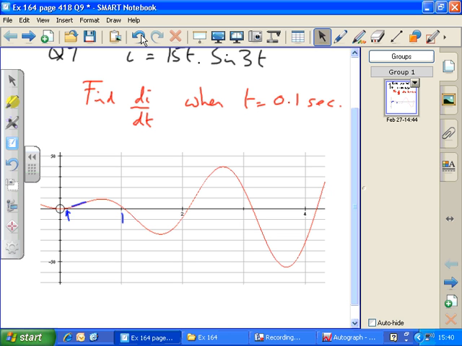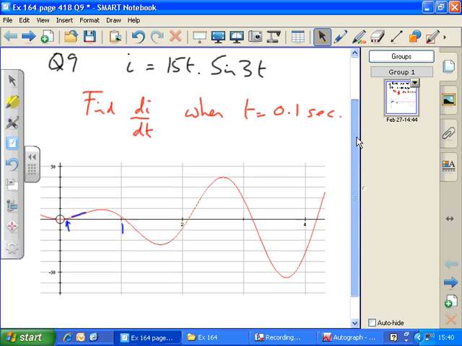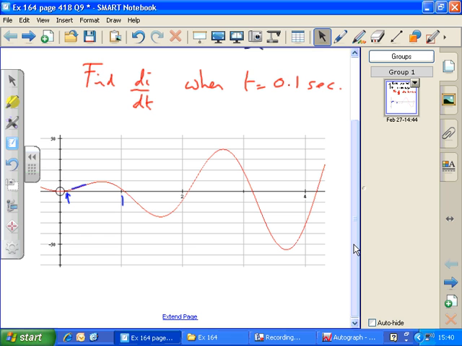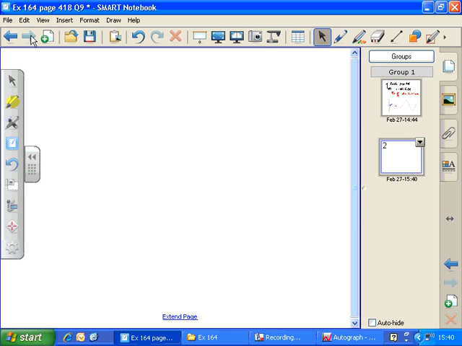So the process here is to differentiate the function with respect to time and then put t equals 0.1 in and calculate it. The function has got time appearing twice, so we need to use the product rule. So I equals 15t times the sine of 3t.